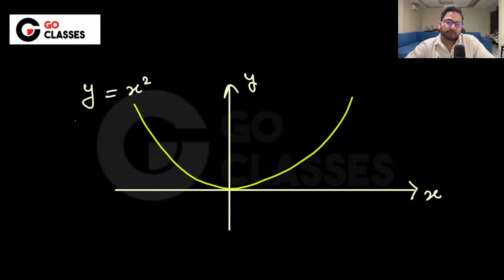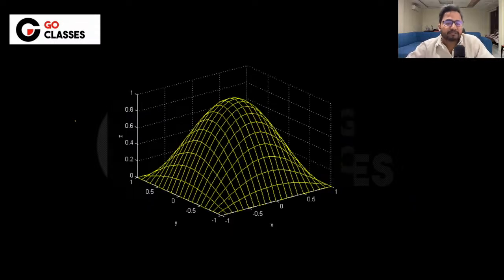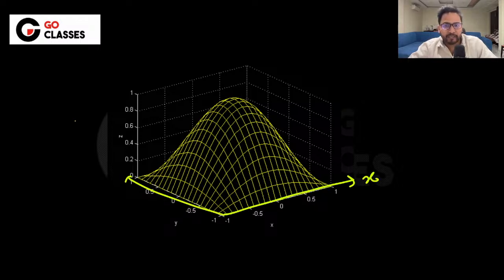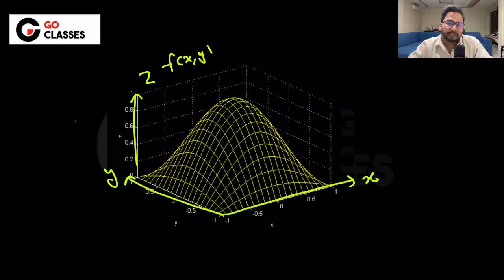Now, given a function in two variables, one is x and another is, let's suppose, y. On the z axis, the vertical axis, we have the function value, which is f(x, y). Z is nothing but f(x, y). For example, let's suppose this function is x square plus y square, or x square minus y square, or it could be anything. I do not know the exact function. Suppose this is x square minus y square.